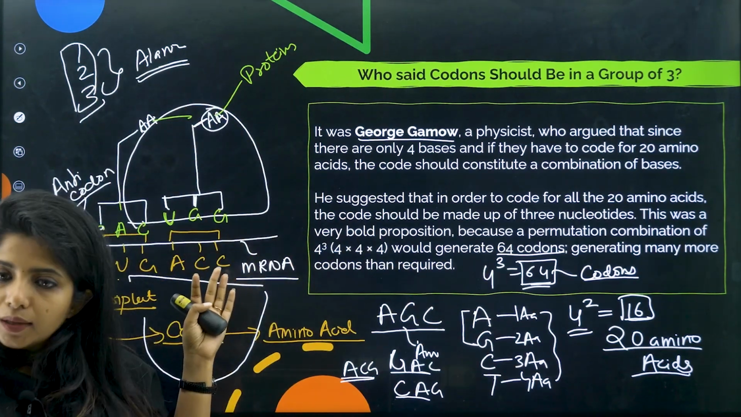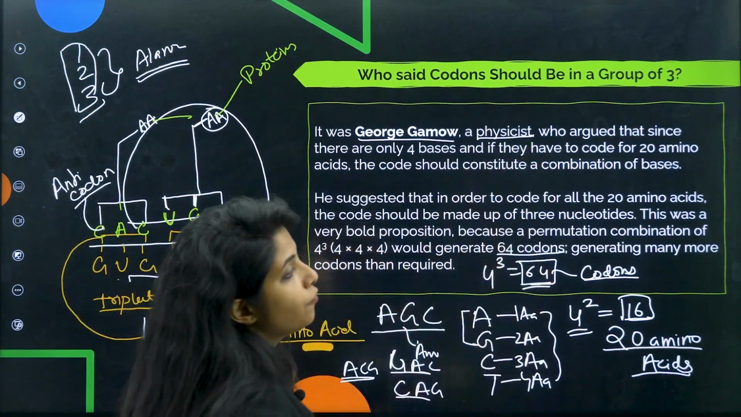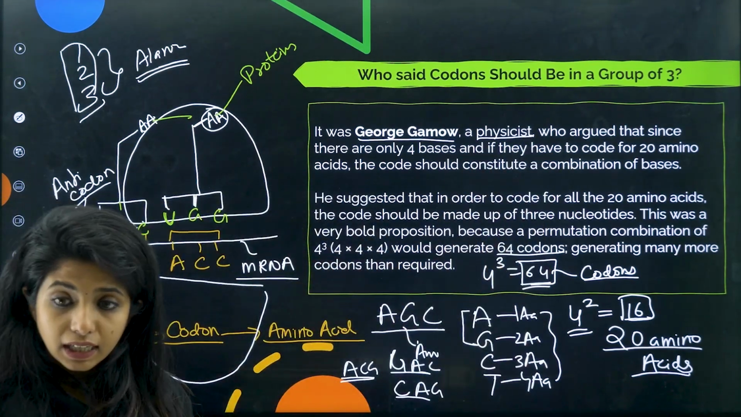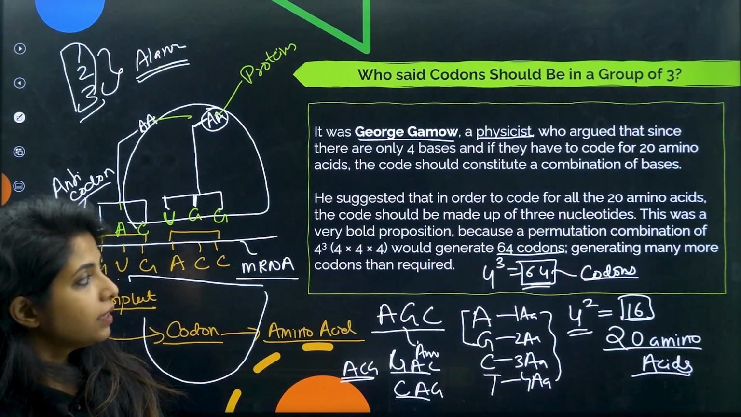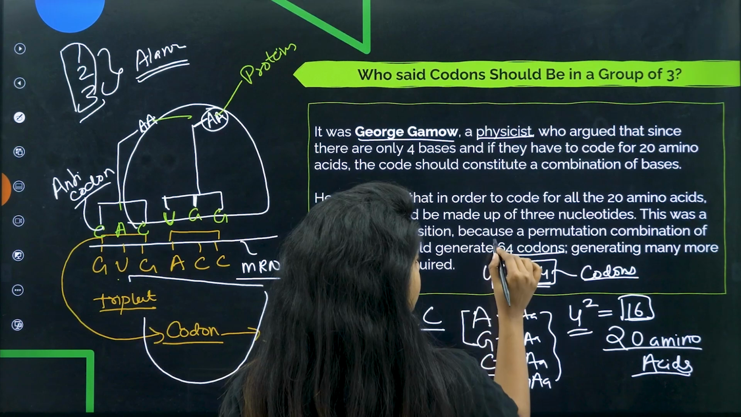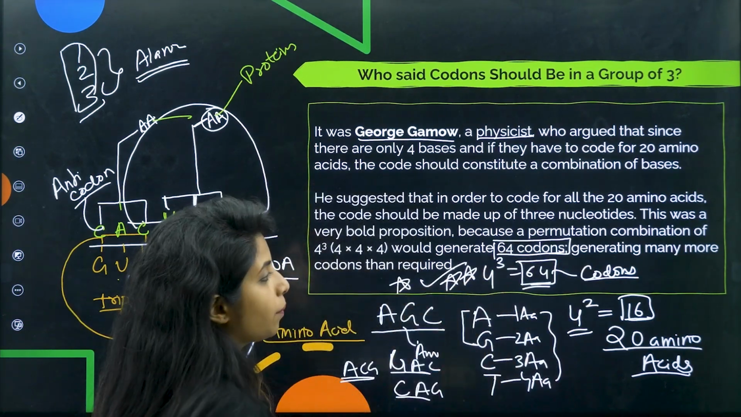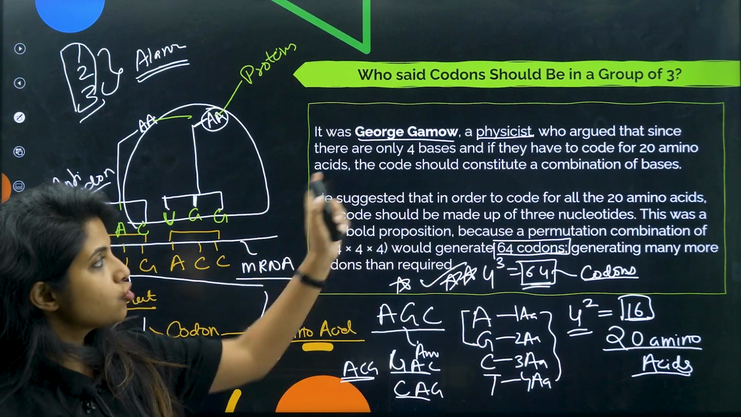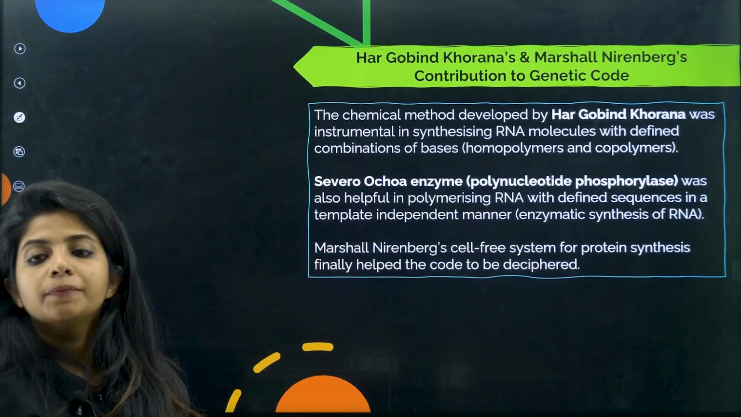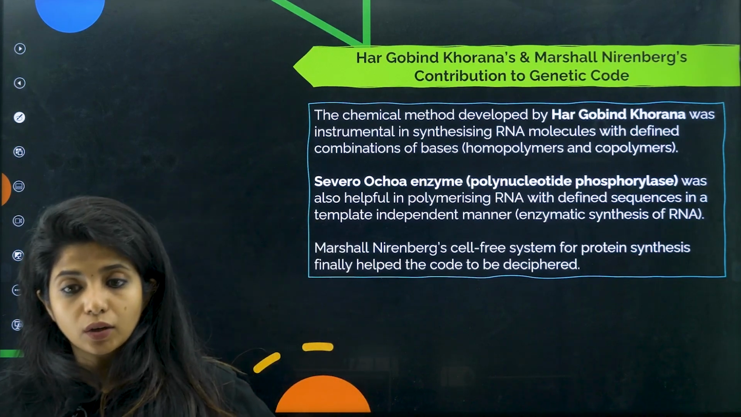That is their choice. Okay, so it was George Gamow, who was a physicist, who found this particular thing. And he suggested that it should be in the order of 3, then only things would work, otherwise it would not be working. What is the maximum possibility? 64 codons, please remember it. It's very much important. Don't go and write 64 amino acids, I'll kill you. Okay, George Gamow. Going ahead, Gobind Khorana and Marshall Nirenberg's contribution to the genetic code.